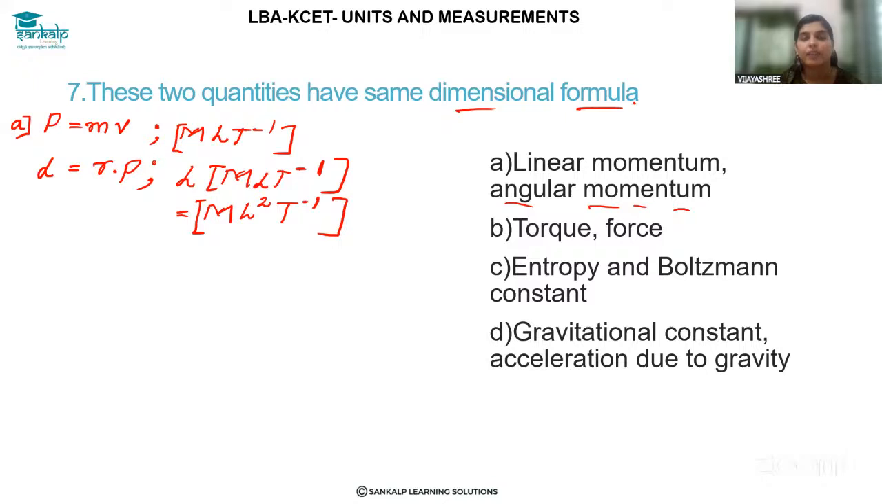See here, dimensional formula for linear momentum and angular momentum both are different. So this is not our answer. Let us move on to option B.